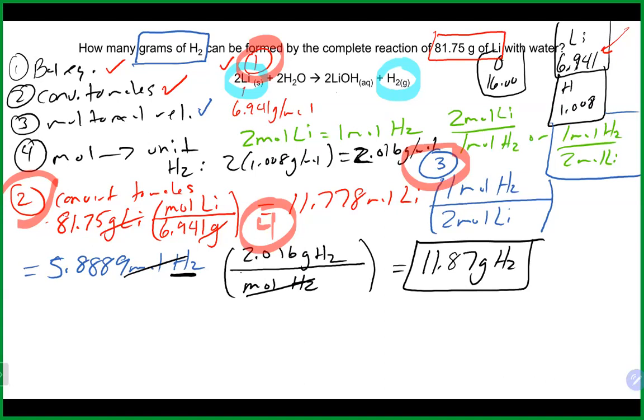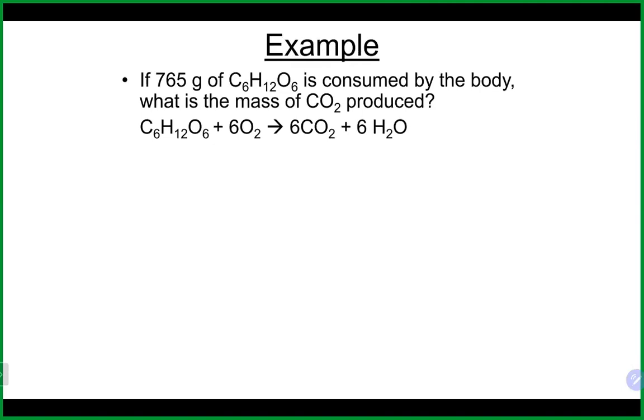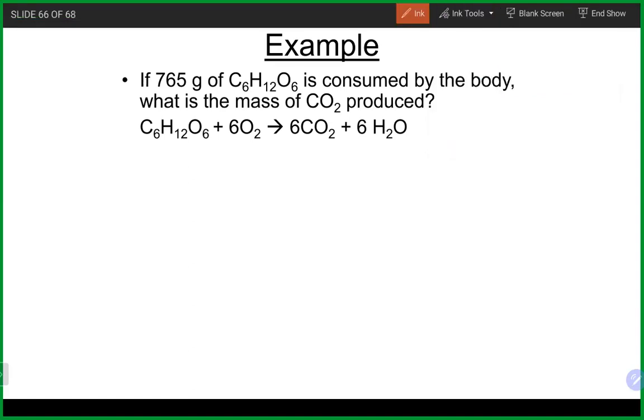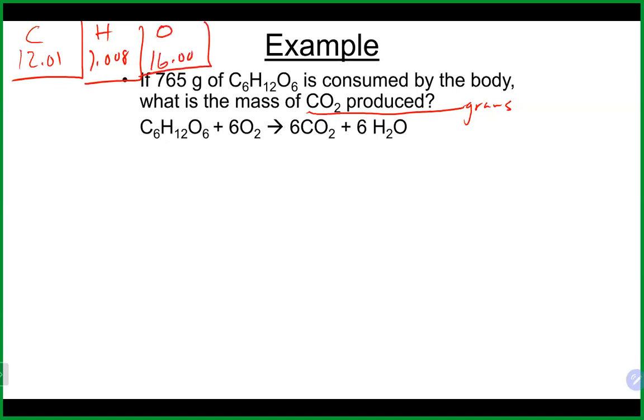All right, let's take a look at another one here. Not that one. Let's take a look at this one. You got 765 grams of C6H12O6 consumed by the body. We want to know the mass of CO2. So we want to know how many grams of CO2 here. That's what we're looking for. Some numbers that might be helpful: carbon 12.01 from the periodic table, hydrogen still 1.008, and oxygen still 16. Take a few minutes there. We're looking for how many grams of CO2 we would produce.